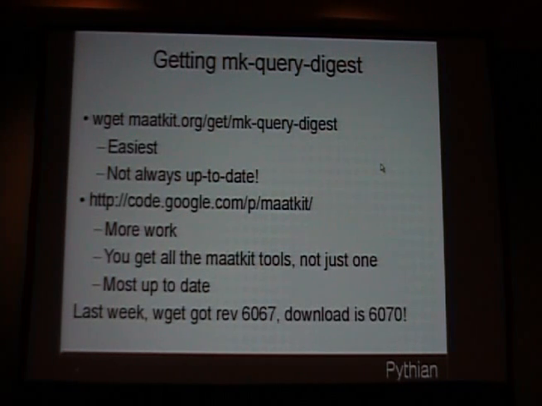So last week, for example, when I was touching up these slides, I looked at it and said, okay, I got revision 6067 from wget, and the download is 6070. So that's 3 versions, and you may end up having bugs which were fixed in a later version. So it's up to you which one you want to use. And the other thing is that they have very active development, so you might want to, every month or so, see if there is a new version out.